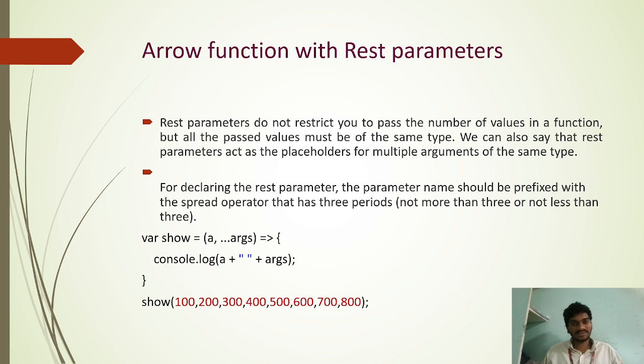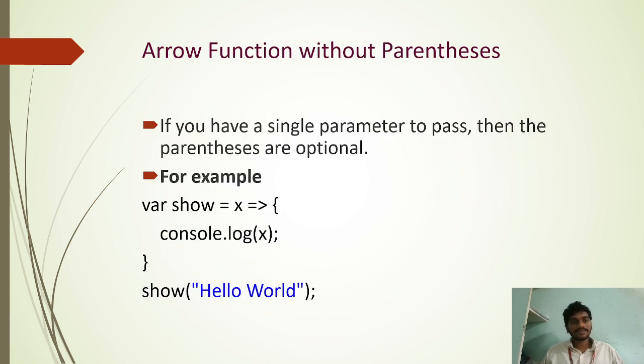These parameters must all be of the same type. So, calling the function as show 100 comma 200 comma 300 and so on up to 800, these are all integers of the same type.